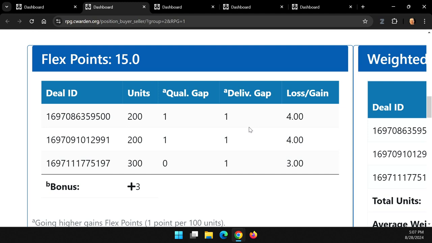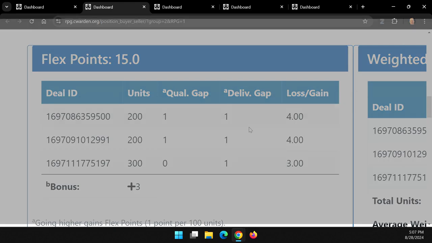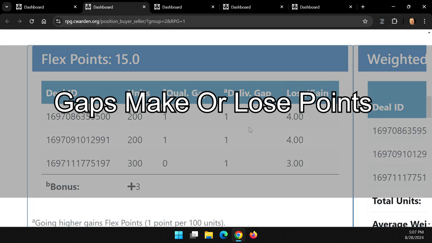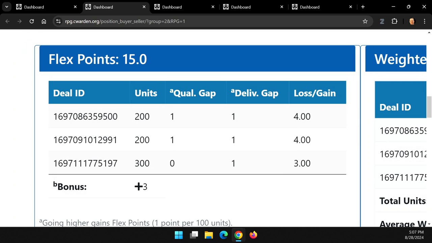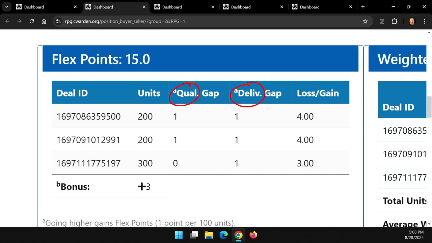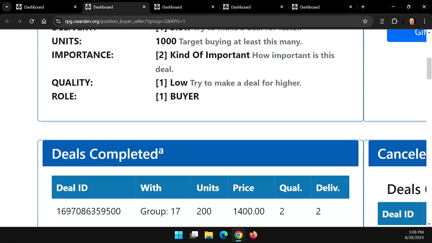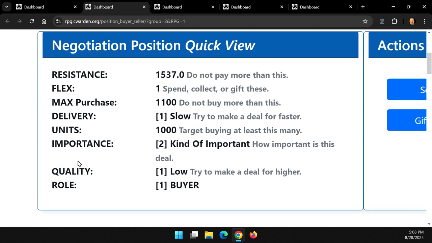The easiest way to make flex points, or to lose flex points actually, is to have a gap between your quality and your delivery. Now, what does a gap mean? Well, we need to look back at how we began the RPG. Remember, we have our resistance, we have our quality, we have our delivery. So in this case, for flex points, we are just going to focus on the two attributes of delivery and quality. Now, the price we're going to talk about later. That's a separate situation. But for now, for the flex points, the way you're going to gain or lose is based on delivery and quality.